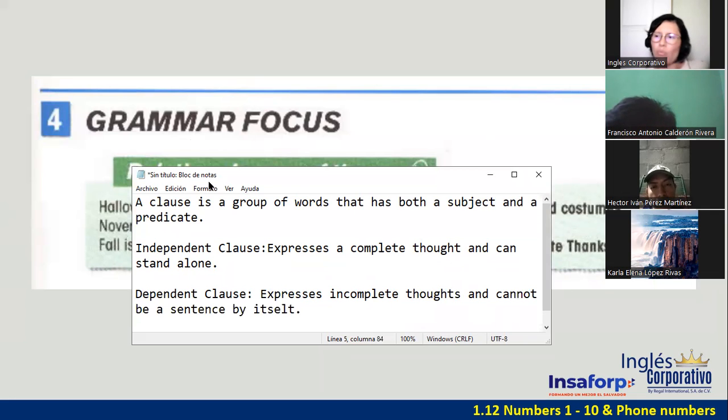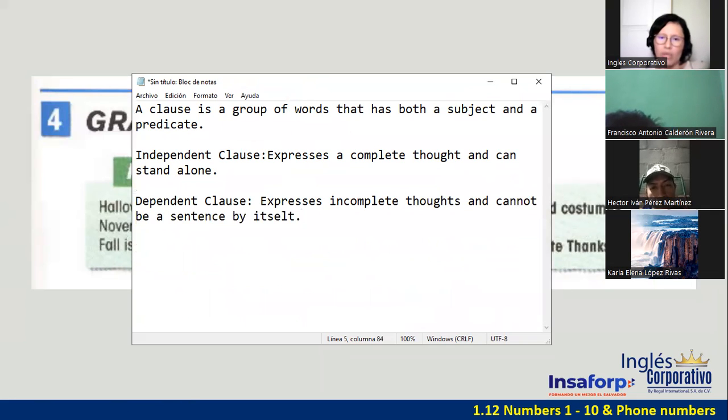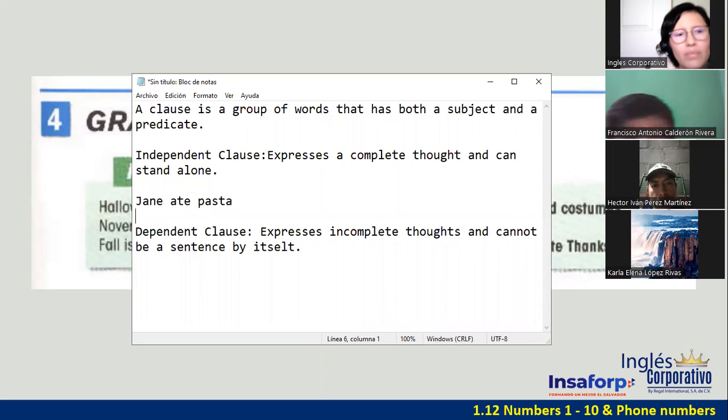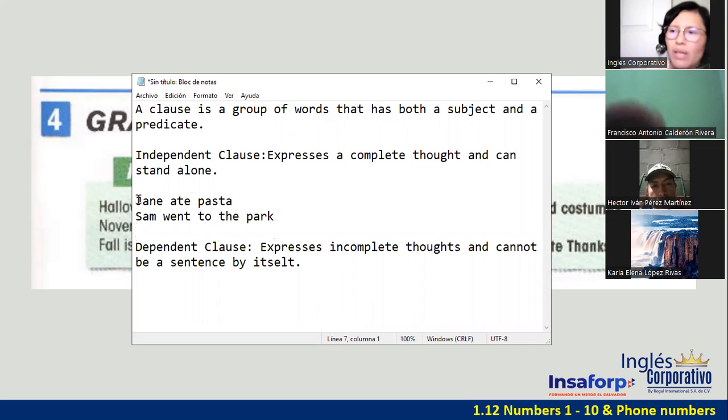Okay? Now, what are some examples? Ejemplos. Okay? We're going to make up some examples so you can have, you know, a better understanding. Okay? Now, I can say something like independent. Jane ate pasta. Okay, Sam went to the park. Sam went to the park. Okay, esas dos oraciones, ustedes se fijan, son independientes porque expresan un pensamiento completo y porque pueden ellas por sí mismas estar, ¿verdad? Y se va a entender su idea. Jane ate pasta. Sam went to the park.